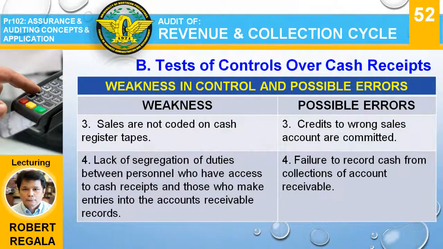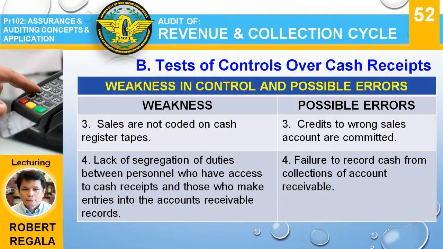Slide 52. Third weakness, sales are not recorded on cash register tapes. This could lead to credits to the wrong sales account. For example, sale of product A recorded as sale of product B.